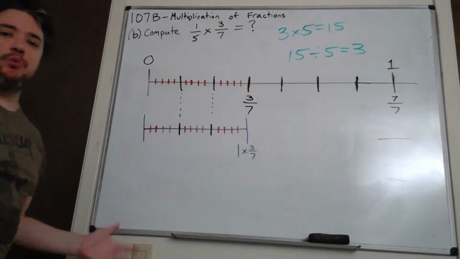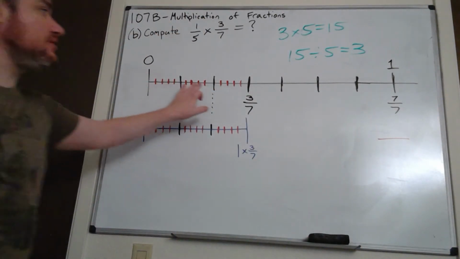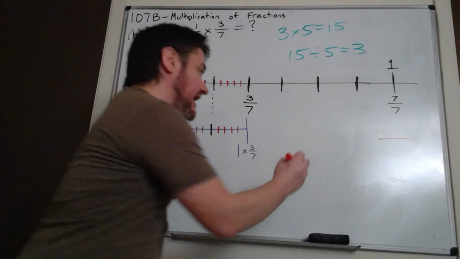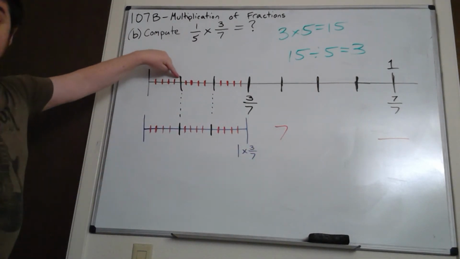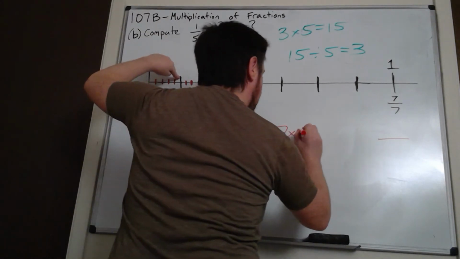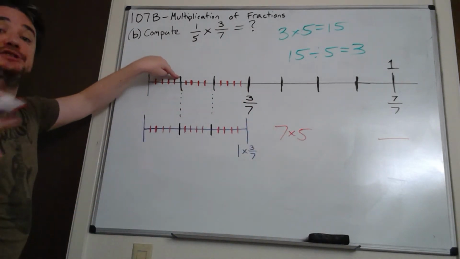Okay, so the question is, what's my new denominator? Well, I had 7 original pieces. Each piece just became a group of 5. So we've got 7 groups of 5. 7 times 5 is 35.